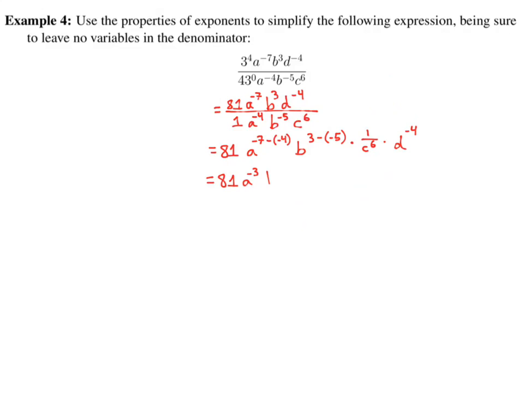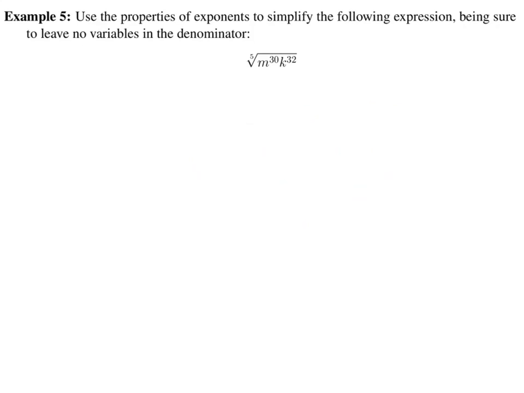Now, this is a to the negative 3rd. You have b to the 8th. Since it was 1 over c to the 6th, it's c to the negative 6th. And then the d never really bothered to change anything. Okay. Now, last one.